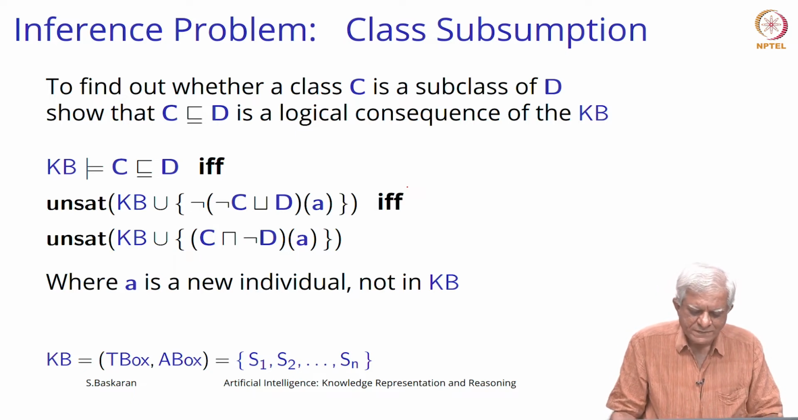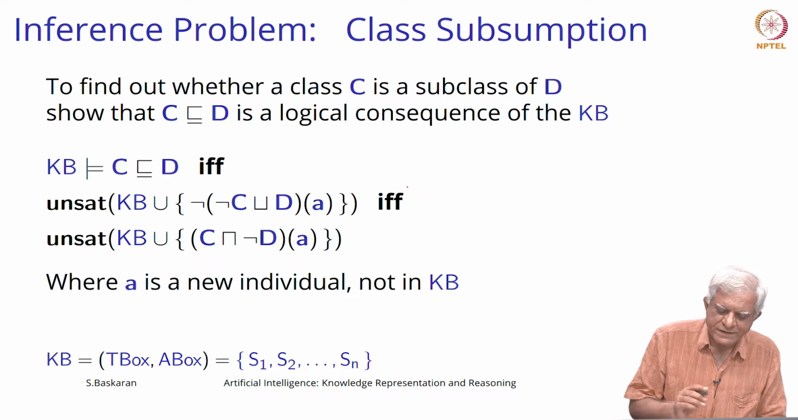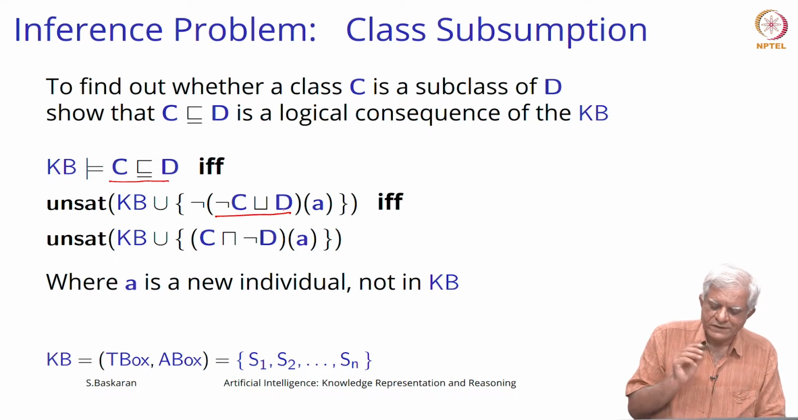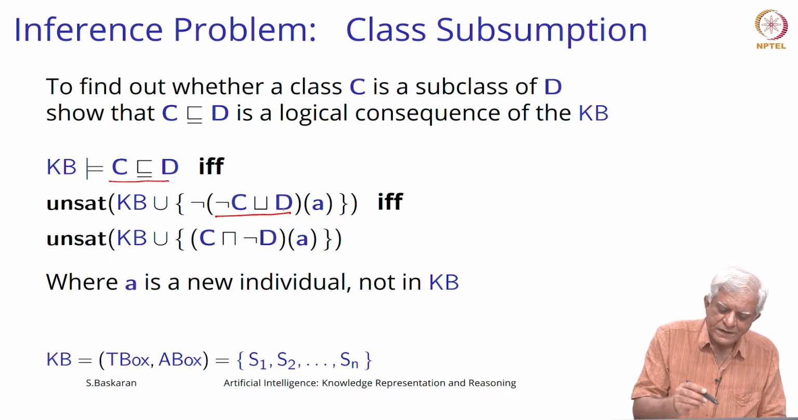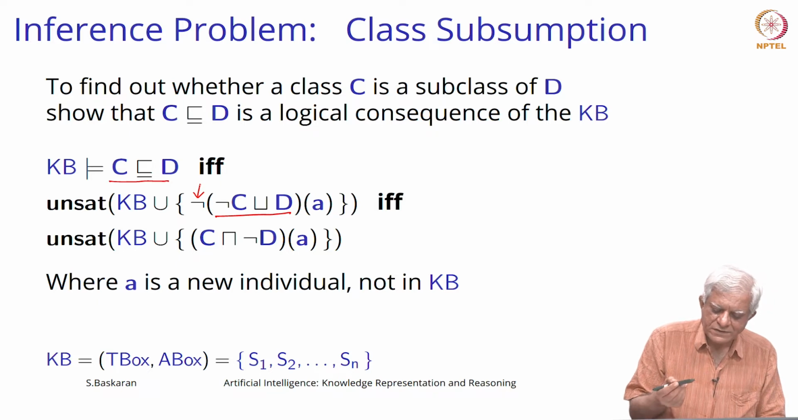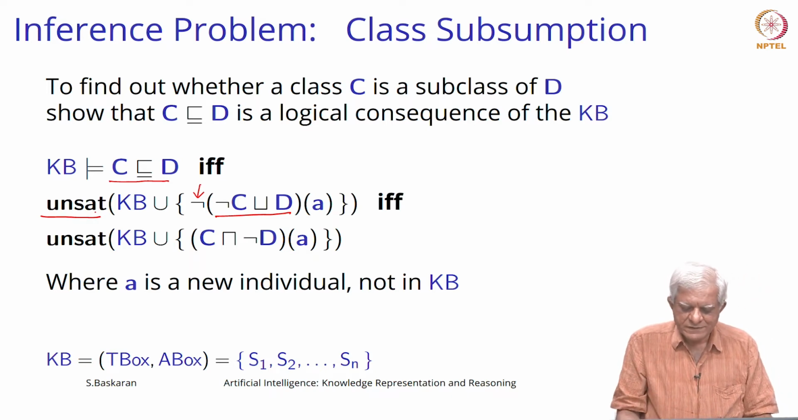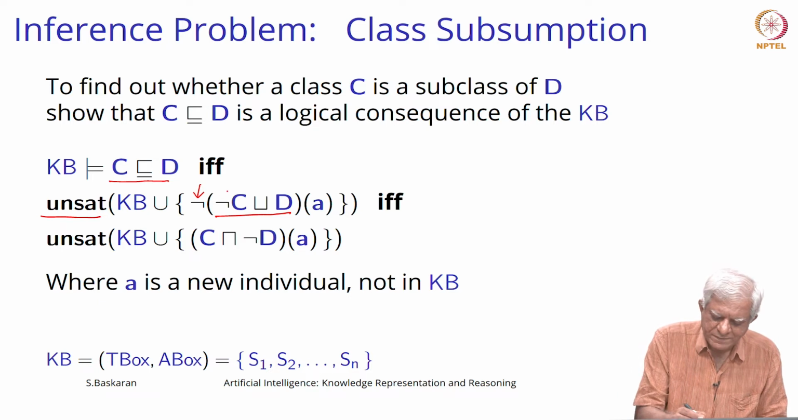You want to show that C is subsumed by D, and we have already said that this statement we will reduce to this statement, not (not C union D), and then we will take its negation and add it to the knowledge base, and we will show that the knowledge base has become unsatisfiable. And when we simplify this statement, when you push the negation inside, we get C intersection not D.